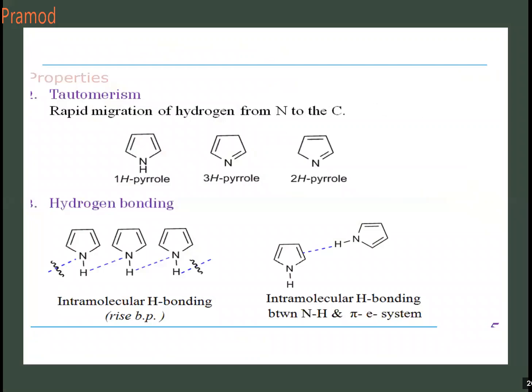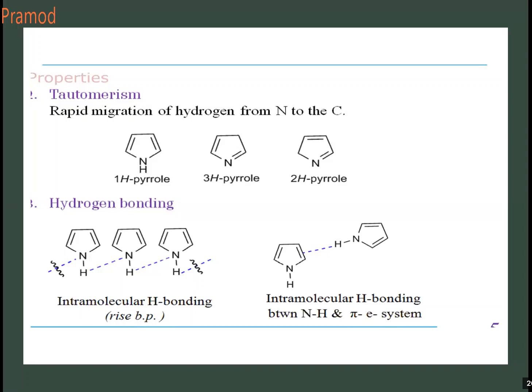And we know it can undergo tautomerism because of the migration of electrons from your nitrogen to your carbon, and that's why you get 1H, 3H, and 2H pyrrole depending upon the migration. In the case of the first migration, the hydrogen gets migrated to the third carbon. In the third structure, you can see the hydrogen is at the second carbon. So these are the various tautomeric forms of your pyrrole.